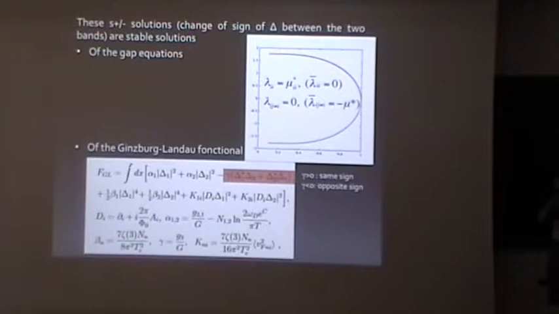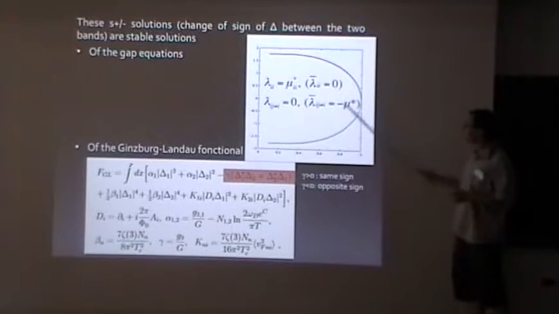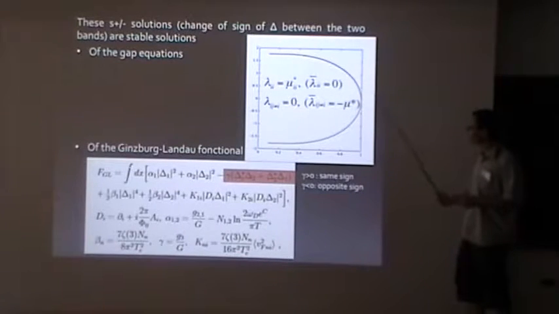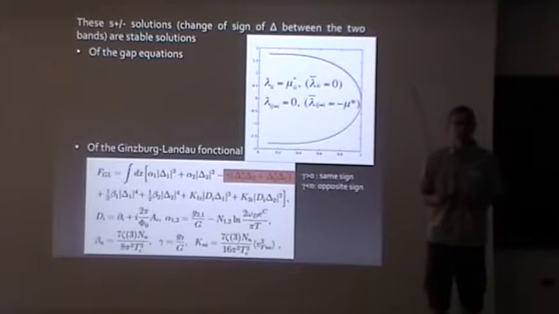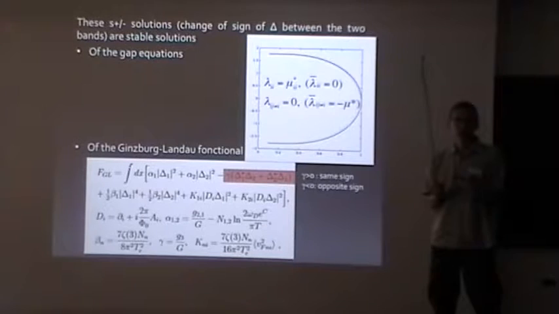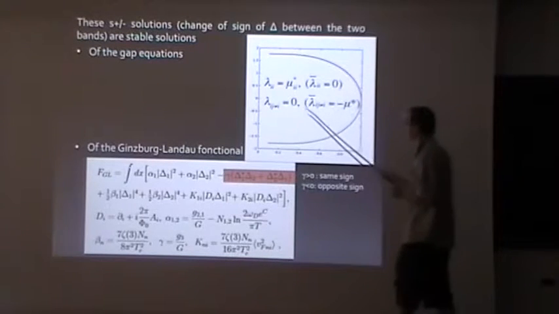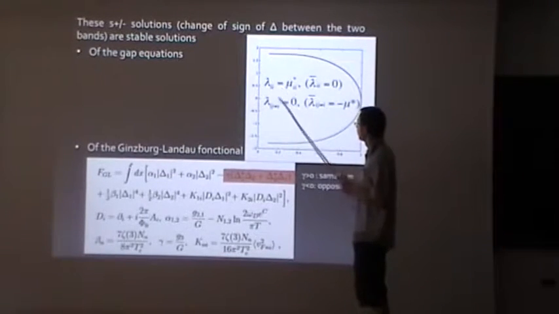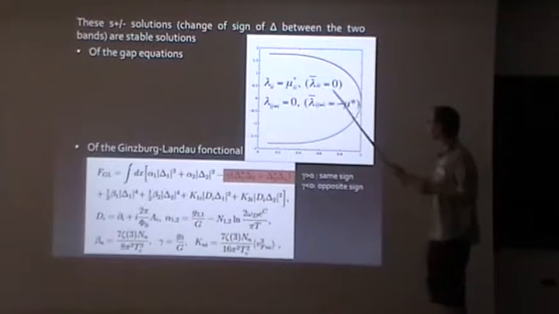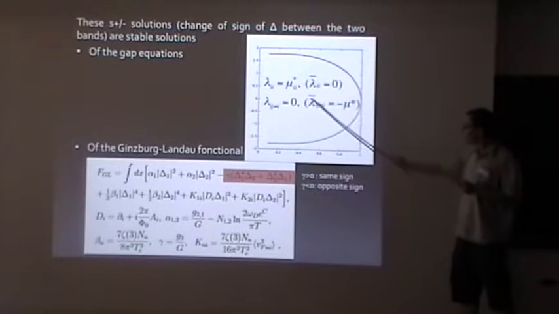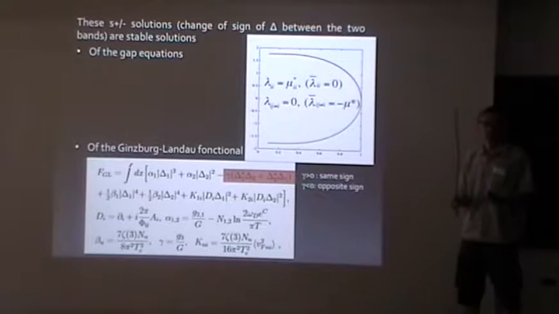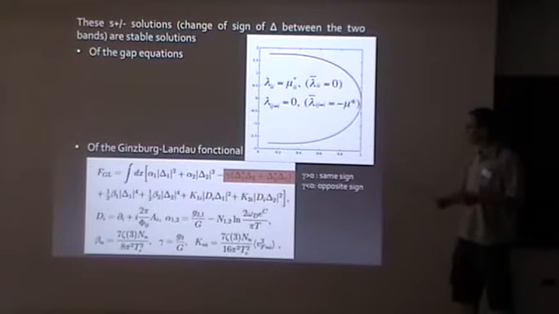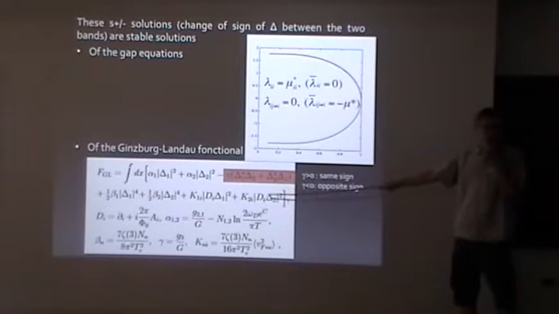And of course, if you solve the equation numerically, you will find very naturally that you have these two states. And you can have, which is really funny, even a solution of these equations with only repulsive interband interactions. So you don't need to have positive values for lambda 1 and lambda 2. You can get both of them being zero, have only repulsive interband coupling, and then you have a solution which is stable within the gap equation, which is stable also within the Ginzburg-Landau functional.